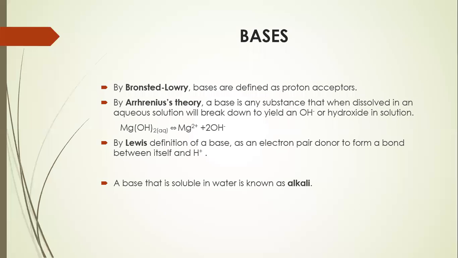Definition number two, you have Arrhenius' theory. It defines a base as a substance that, when dissolved in an aqueous solution, will break down to yield hydroxide, OH- ions, in solution. As compared to the acid, which yields H+ ions, the bases yield hydroxide ions in solution. So you have an equation with magnesium hydroxide: when it dissociates, you have magnesium and 2 moles of hydroxide.